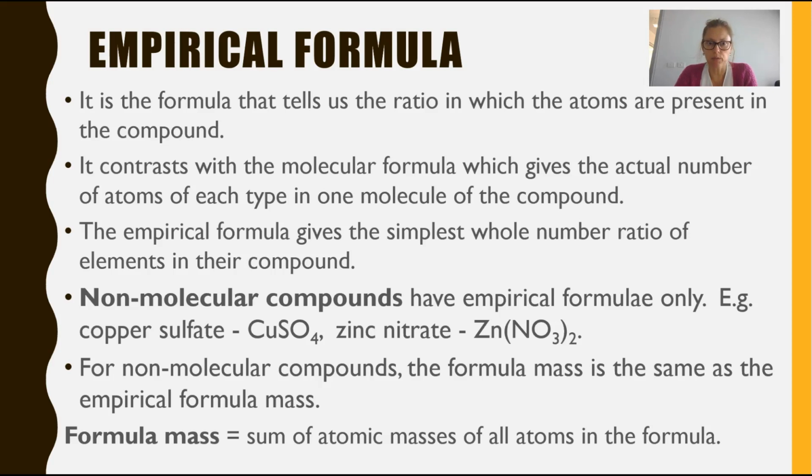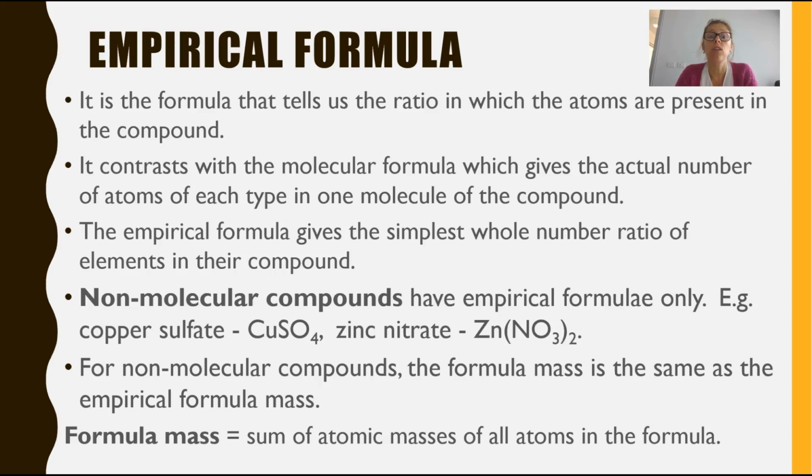When we talk about empirical formula, it's the formula that tells us the ratio of atoms that are present in the compound. It's different to our molecular formula that will tell us the actual number of atoms. So for example, H2O has 2 hydrogen atoms and 1 oxygen atom, as opposed to something like H2O2, which is hydrogen peroxide, telling us there's 2 hydrogens and 2 oxygens. But if I was to write that as the empirical formula, I would have HO. It's a 1-to-1 ratio, the simplest whole number ratio that we can have.